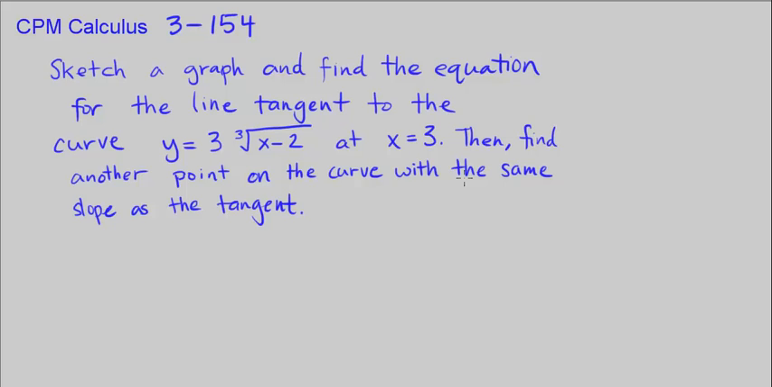This is CPM Calculus, Chapter 3, number 154. Sketch a graph and find the equation for the line tangent to the curve y equals 3 times the cube root of x minus 2 at x equals 3. Then find another point on the curve with the same slope as the tangent.